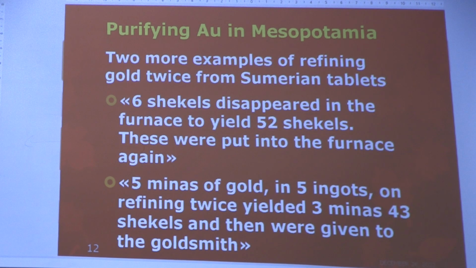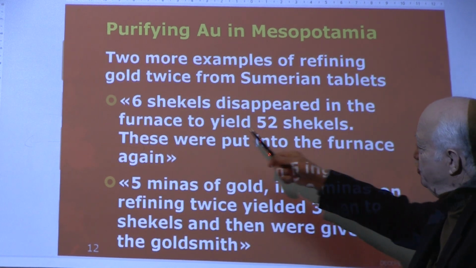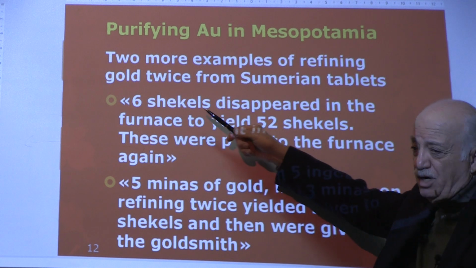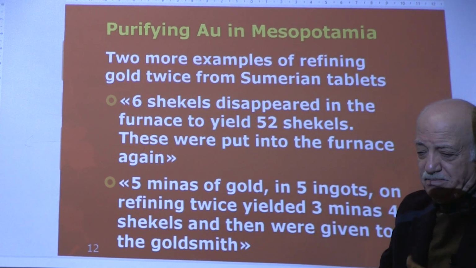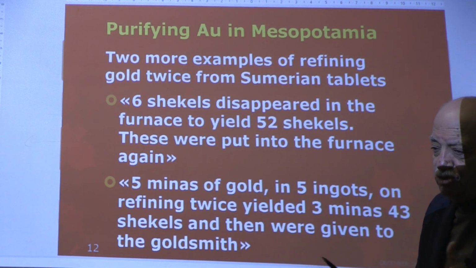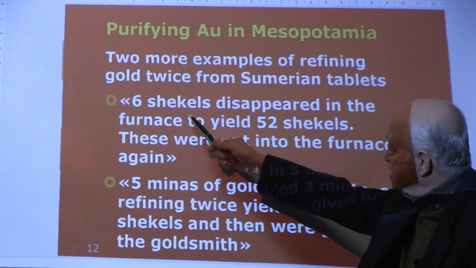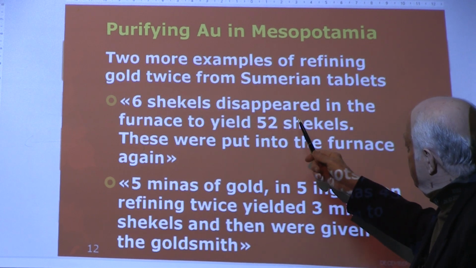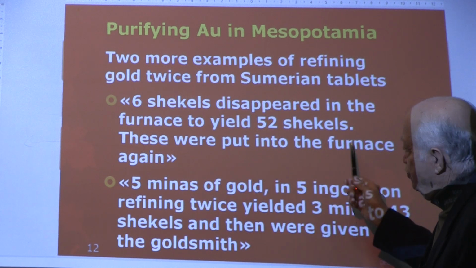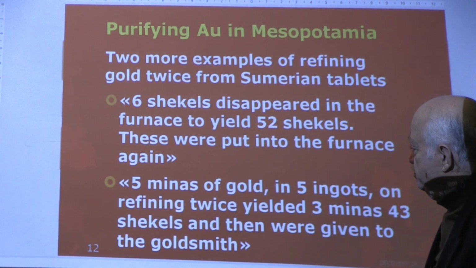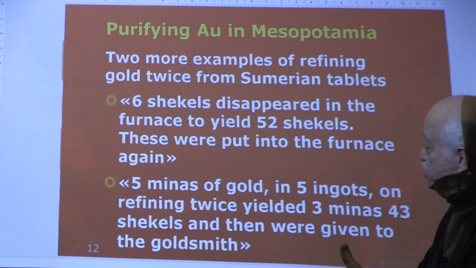Now we have 2 more examples about refining twice, but we don't have all the details. It says 6 shekels disappeared in the furnace to yield 52 shekels. Probably the beginning of the clay tablet is somehow not easy to read or lost or broken, but we see that he says this much disappeared, and then I had 52 shekels. These were put into the furnace for the second firing or second smelting process.